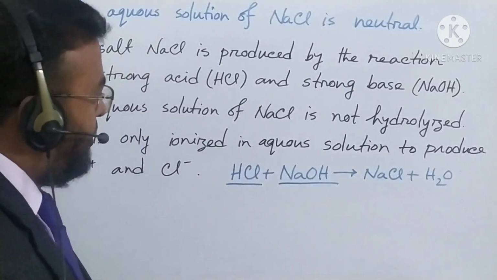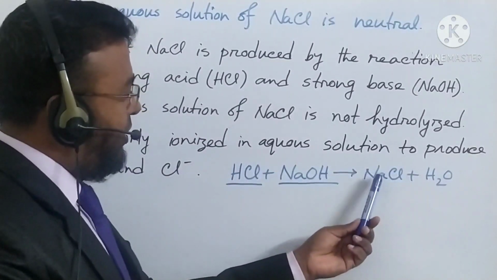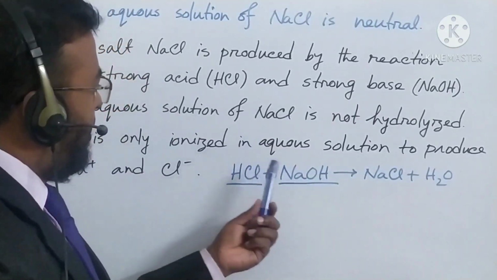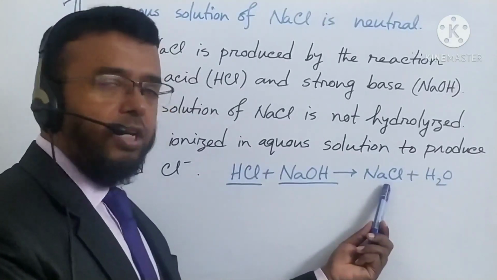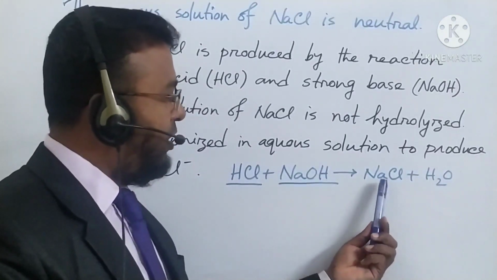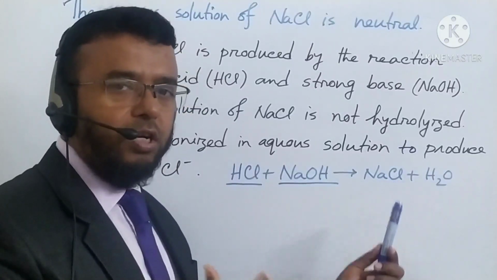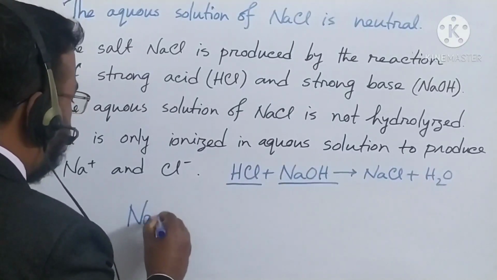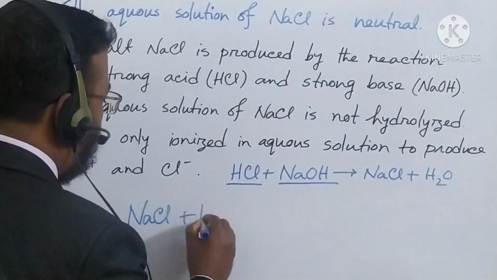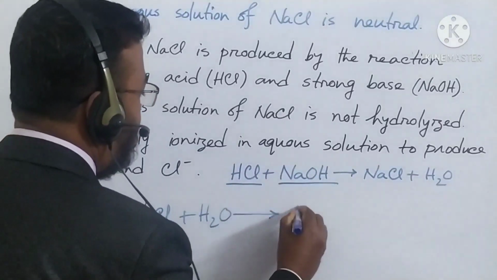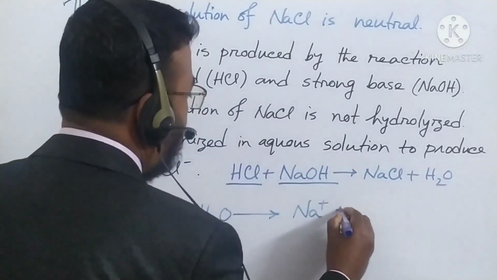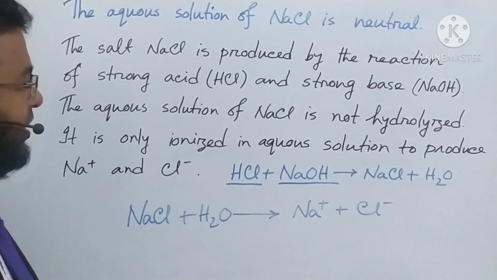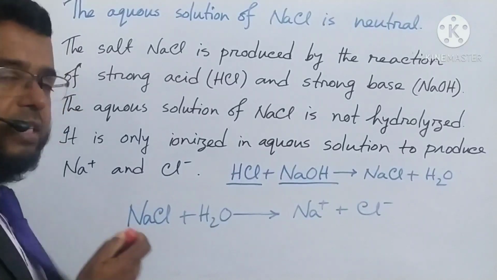So the sodium chloride is salt. It is produced by the reaction of strong acid and strong base. So sodium chloride does not show any hydrolysis reaction. That means by hydrolysis it does not again produce acid and base. So in aqueous solution of sodium chloride, it is just ionized into sodium ion and chloride ion. So for this reason the aqueous solution of sodium chloride is neutral.